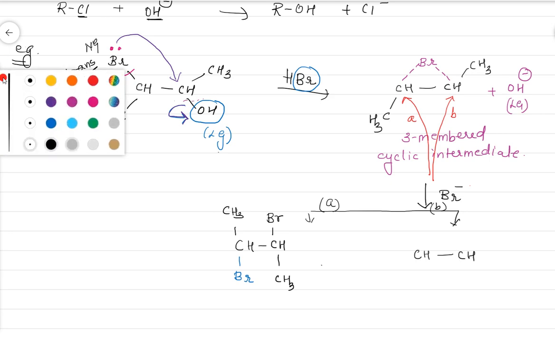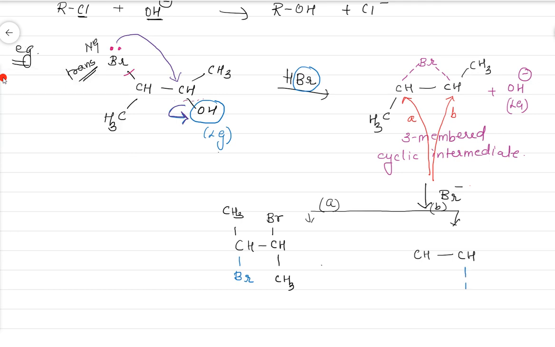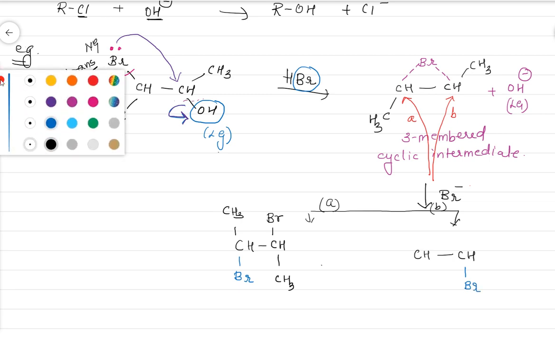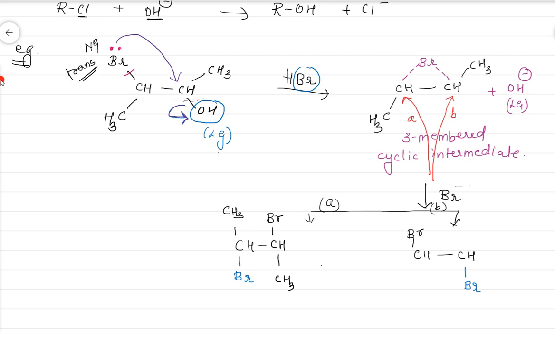So where is our nucleophile, our Br, going to go? Br is going to attack path B. So this is B, right? If Br comes over here, that means this is what we are going to get, and this Br will shift to this carbon. Okay, rest of the structure remains.